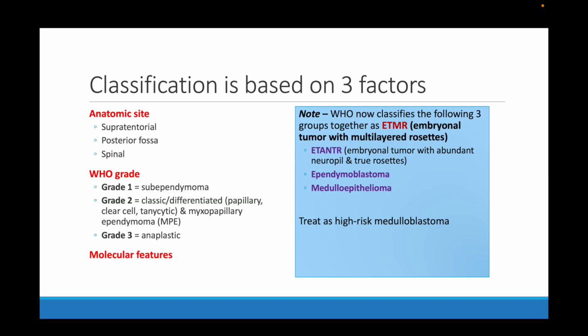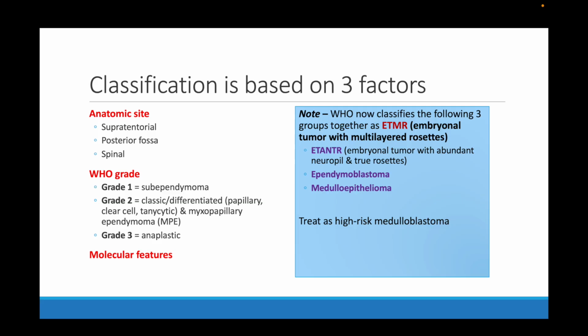The other factor that we use to classify is the WHO grade. Grade 1 are called subependymomas. Grade 2 are the classic or differentiated ependymomas. These include papillary, clear cell, tanycytic, and there's also myxopapillary ependymoma. And then finally, grade 3 is anaplastic. So I just remember grade 1 is subependymoma. 1 is the lowest, sub is under. So subependymoma is grade 1, the lowest grade. Anaplastic is the most abnormal one, so that's grade 3. And then anything else is grade 2. And then finally, the molecular features, which, as we said, we will get to.